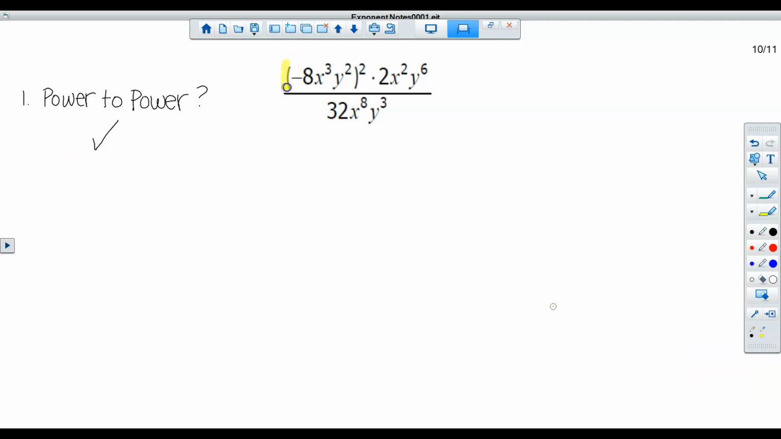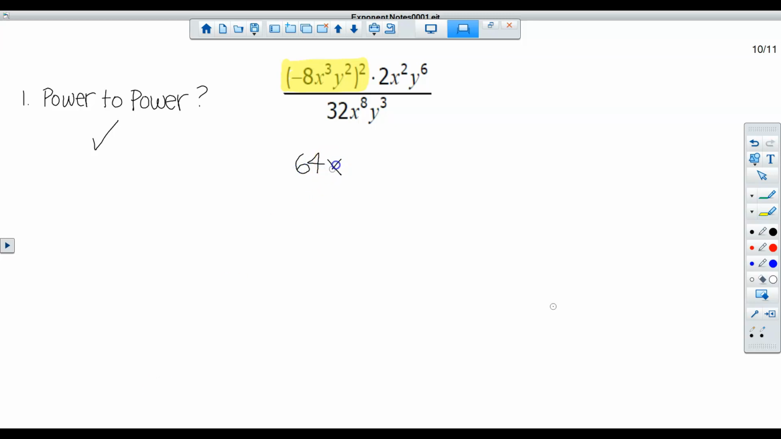So right now, this part of the problem is what I'm going to do. I'm going to leave all the other stuff alone and just do that part that I just highlighted. So I've got a coefficient of negative 8. It needs to be squared, so I need to do negative 8 squared. Well, a negative 8 squared is a positive 64.